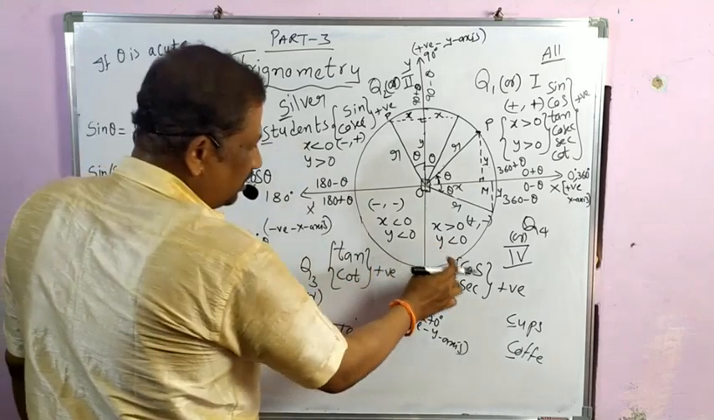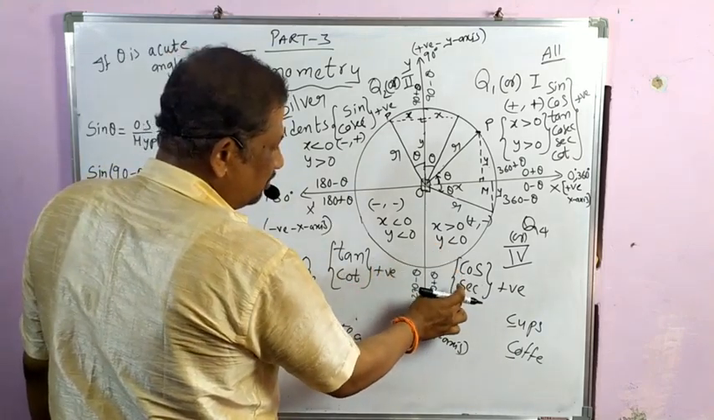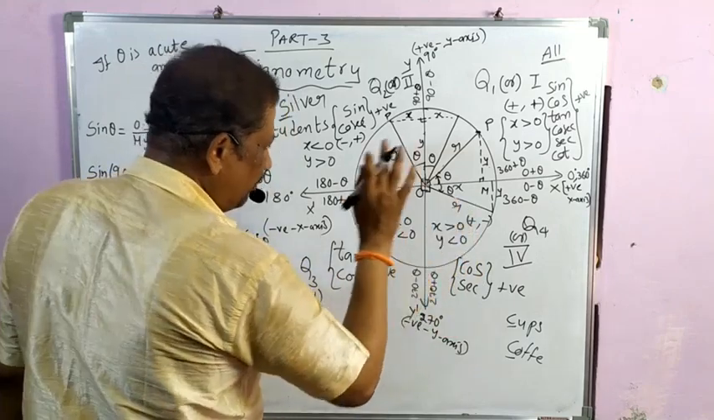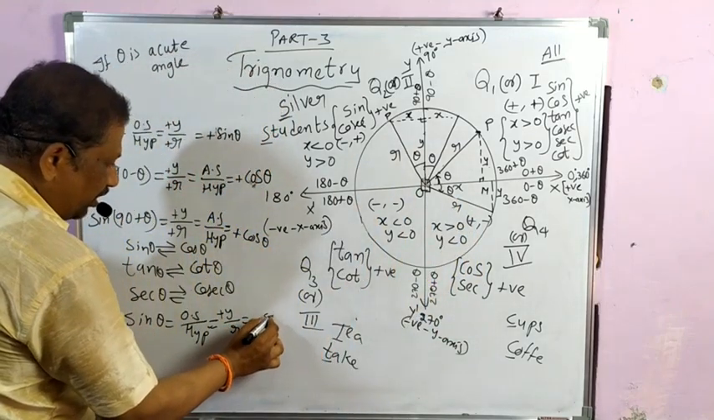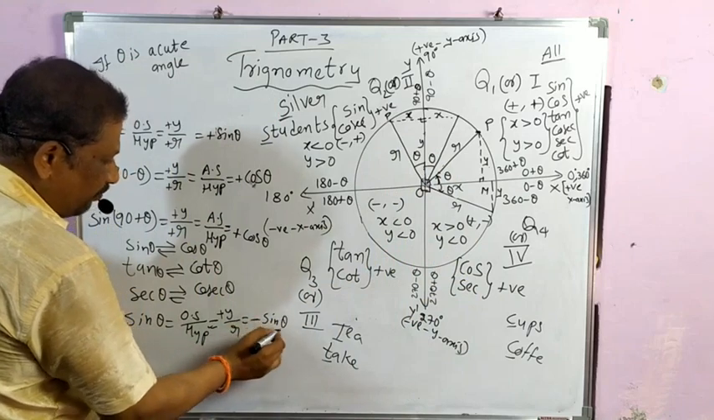But in the fourth quadrant, sine is not positive. Cos and secant only become positive. The remaining all become negative. So the sign will change, a negative sign will come, but the ratio does not change.